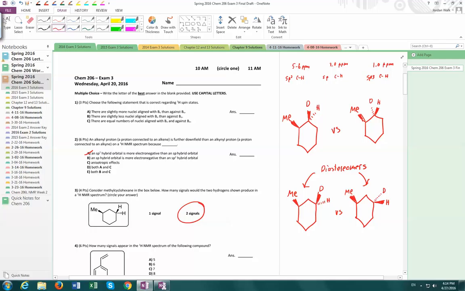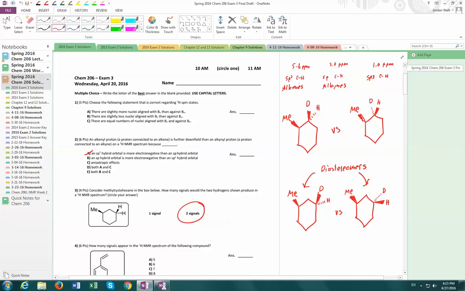Those are sp, right? So here are our alkynes, and here are our alkenes. The statement says an alkenyl proton is further downfield than an alkynyl proton. That's true, but it wouldn't make sense for it to be because of electronegativities. If it was, we would expect the sp CH protons to be further downfield, but that's not what we see. They're actually around 3. So ultimately it is the anisotropic effect that causes the different shift.